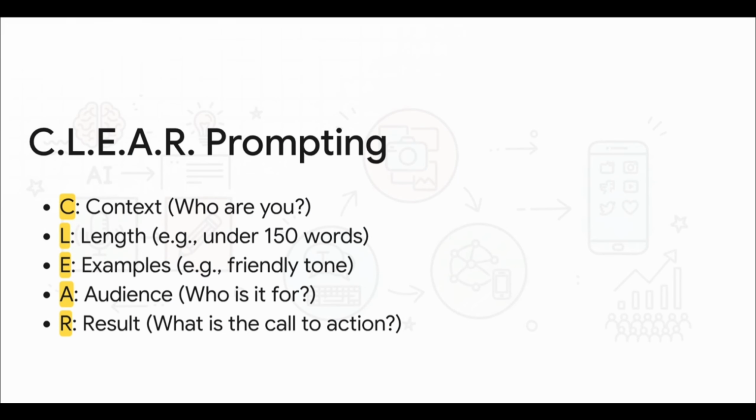C is for context. Who are you? What's the situation? L is for length. You want it short and snappy or long and detailed? E is for examples. What's the vibe? Friendly, witty, professional? A is for audience. Who are you actually talking to? And finally, R is for result. What's the one thing you want them to do? What's the call to action?